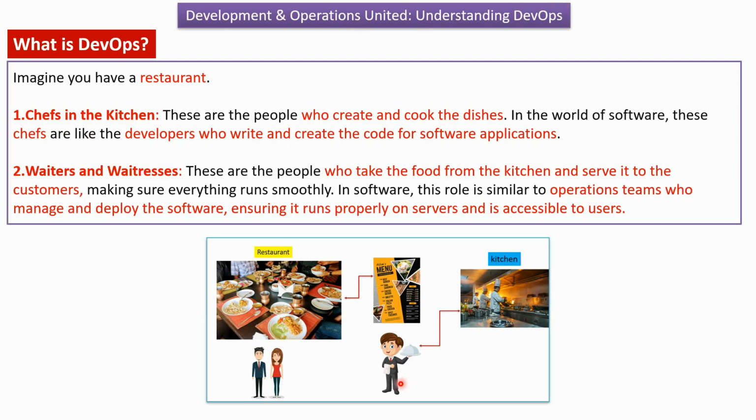In a restaurant, waiters and waitresses will be there. These are the people who take food from the kitchen and serve the food to the customers, making sure everything runs smoothly. In software, this role is similar to operations teams who manage and deploy the software, ensuring the software runs properly on servers and is accessible to the users.